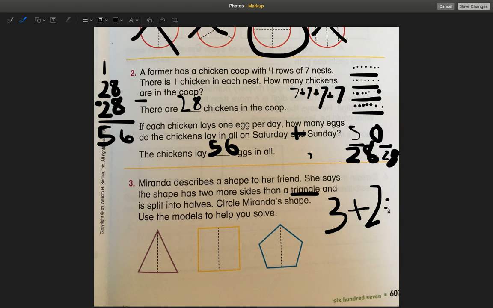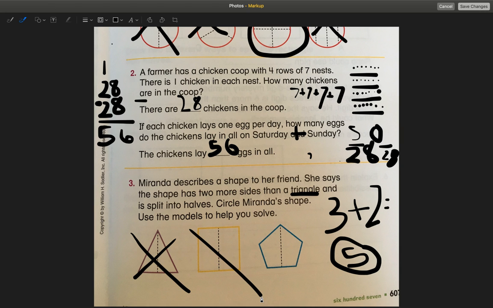So 3 plus 2 equals 5. So we're looking for a 5-sided figure with that split in half. Well, this isn't 5 sides. This is not 5 sides. 1, 2, 3, 4, 5. This is a pentagon. Penta means 5. Remember pentagon? So 5-sided polygon. And it's split in half. So I think that this is the one that Miranda was describing.